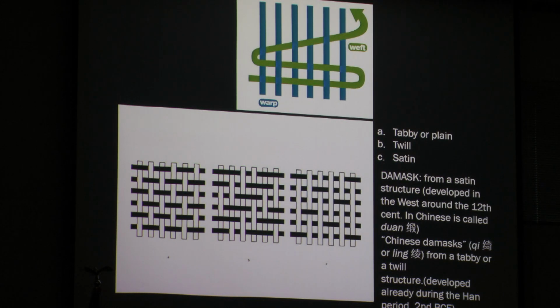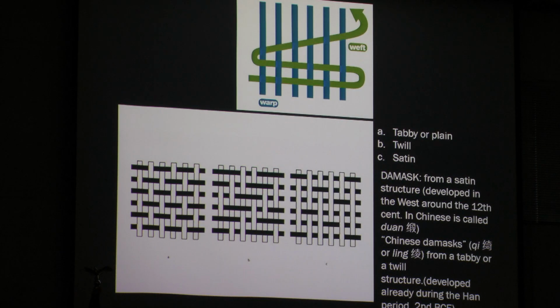I don't want to overwhelm you with over-technical detail, but I need to introduce some basic technical detail about textiles. So a textile is made with a set of warp, so the vertical thread, and weft, the horizontal thread that generally create the pattern, but not always. The three basic structures created all the other textile compounds in the world. And these are the tabby, the twill, and the satin.